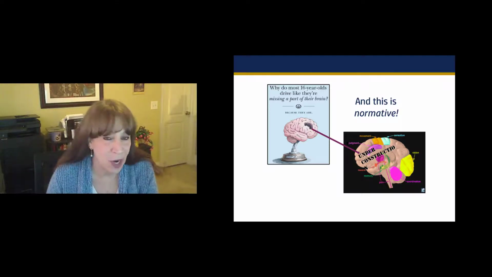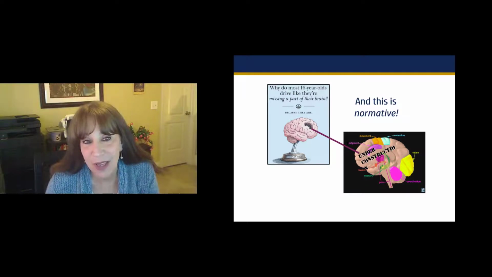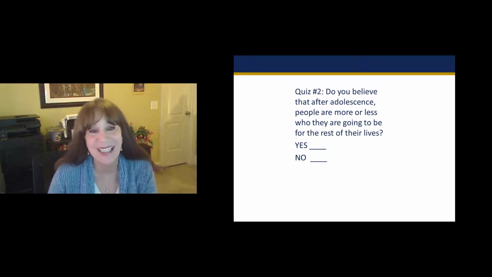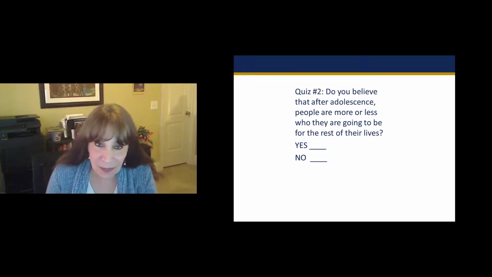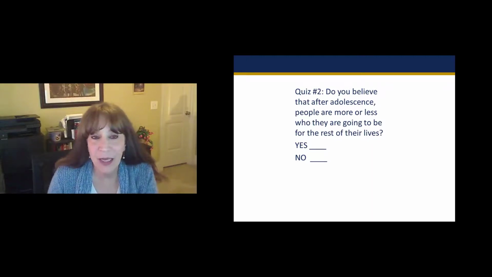So I want to just make note here that this is normative. These are all normative changes. It says, why do most 16-year-olds drive like they're missing a part of their brain? Because their prefrontal cortex isn't yet fully developed. So now I'm going to ask another quiz question. Do you believe that after adolescence, people are more or less who they are going to be for the rest of their lives? Yes or no?